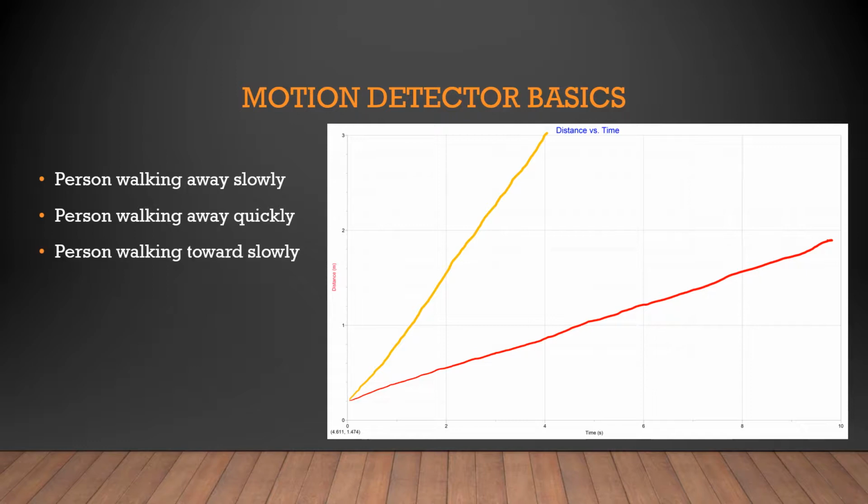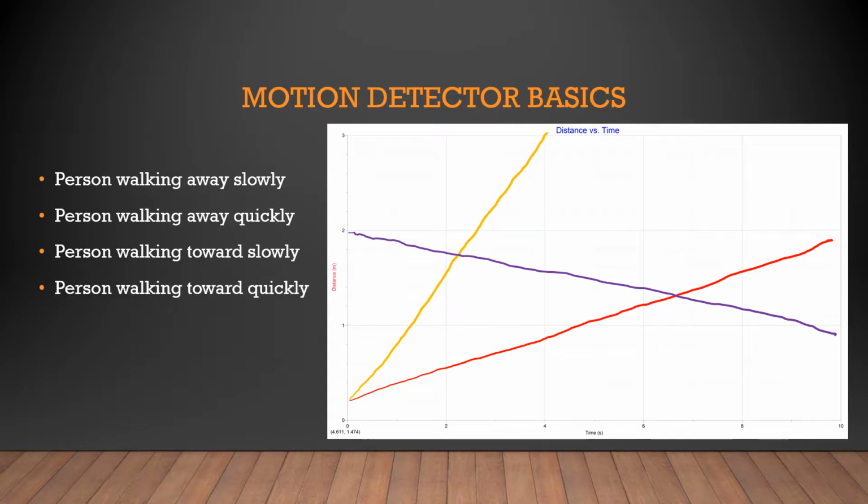If a person was walking toward the detector, somebody might start away from it and then steadily make their way back towards it, maybe never getting there. And if a person is walking toward the detector quickly, they might start pretty far away and then get right back up to the detector really fast, as opposed to spending a lot of time not getting there.